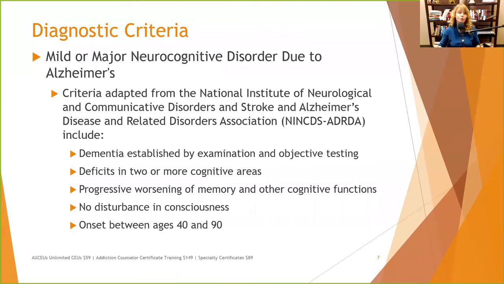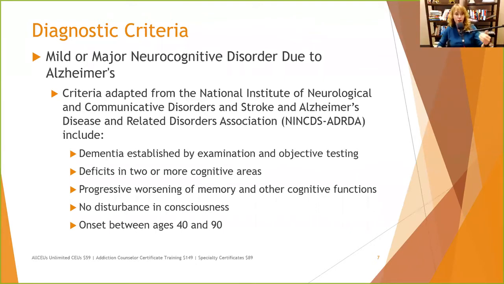They will likely do a scan to look for Lewy bodies in the brain. There are things they're going to do. Deficits in 2 or more cognitive areas, progressive worsening of memory and other cognitive functions, no disturbance in consciousness throughout all this, so they're not passing out, which would indicate maybe they're having mini strokes. And the onset can be between ages 40 and 90. So we want to widen our scope and not just say Alzheimer's only hits people who are retirement age. It can be diagnosed when you're 40 or so.